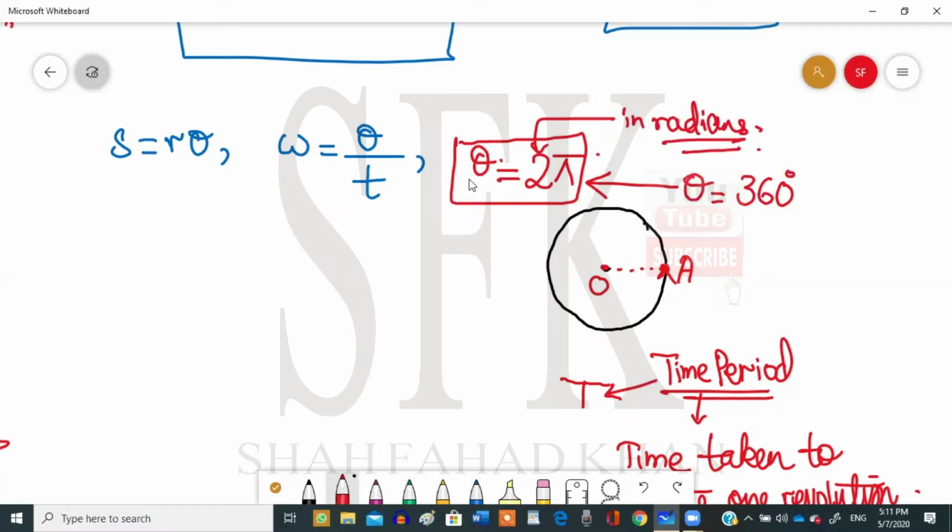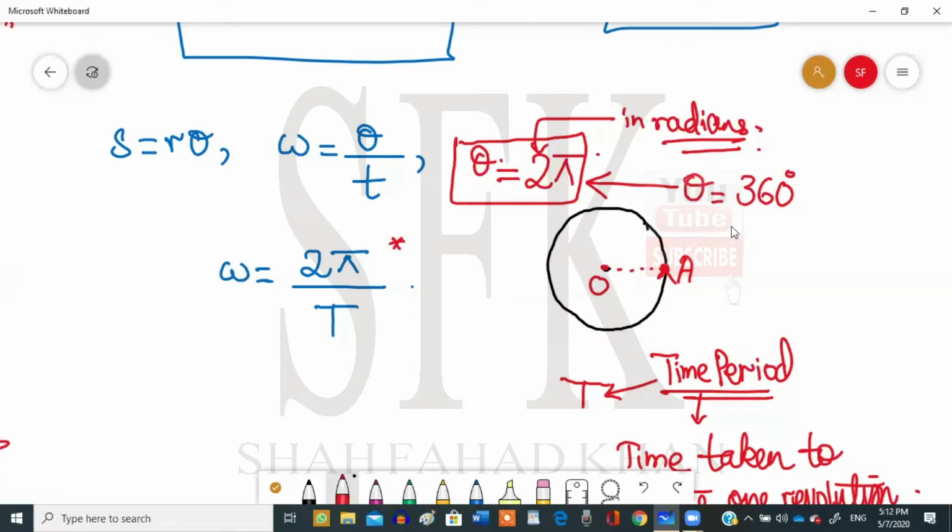Now we've got our angle, we've got our time period. So the formula for omega can be modified for one complete revolution to 2 pi divided by capital T. But guys, remember, this T is not just any time. This is specifically the time period of an object to return back to this point A from where it started. Now this is another formula for omega.